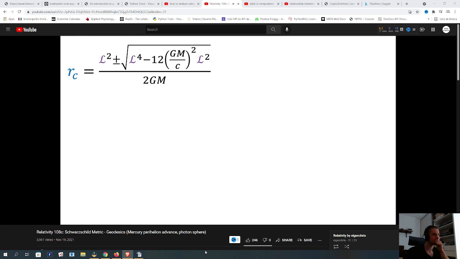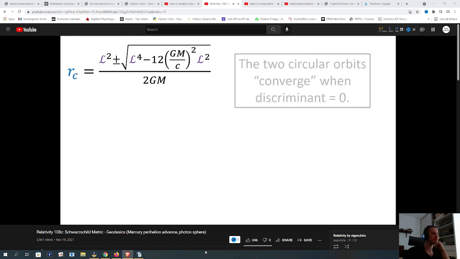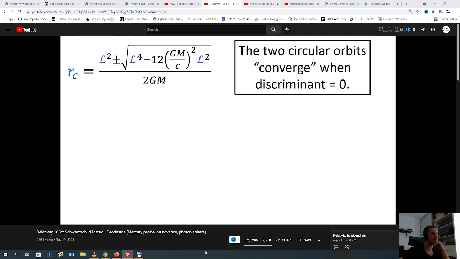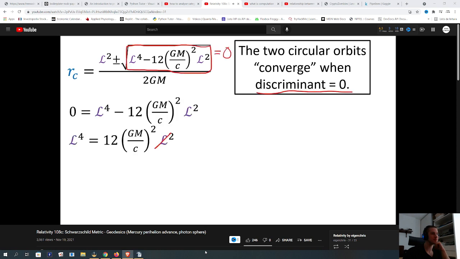Now, as we tweak the script L constant of motion, there is a threshold where the unstable and stable circular orbits become the same. Mathematically, this is when the discriminant of the quadratic formula becomes 0. We can solve this point to be when curly L squared equals 12 GM over c, all squared.